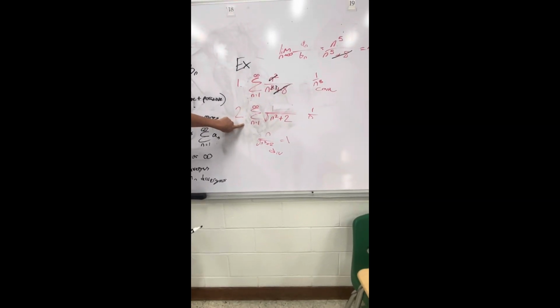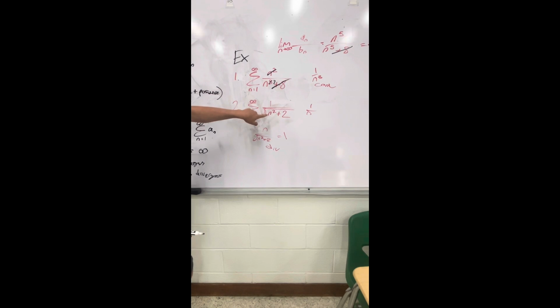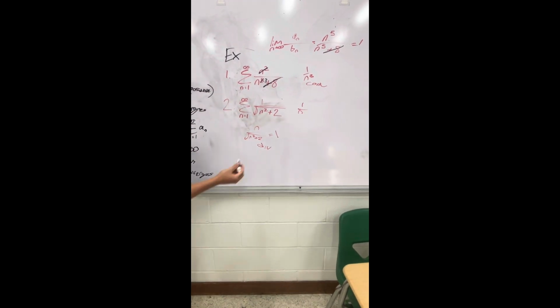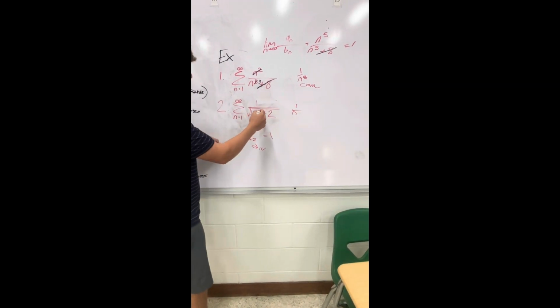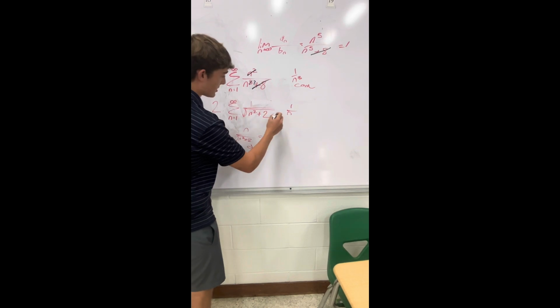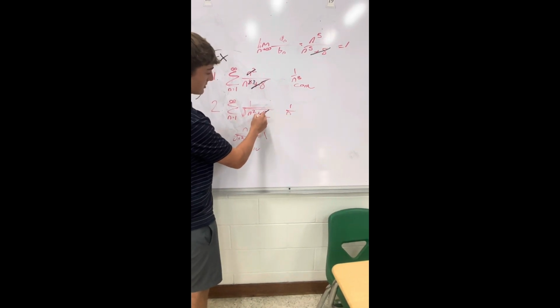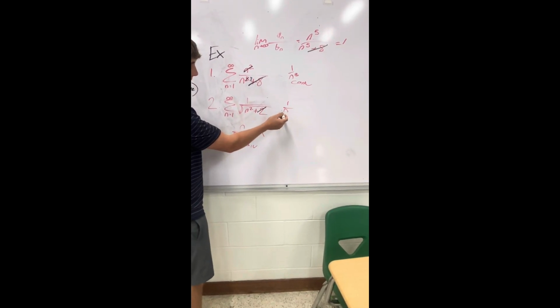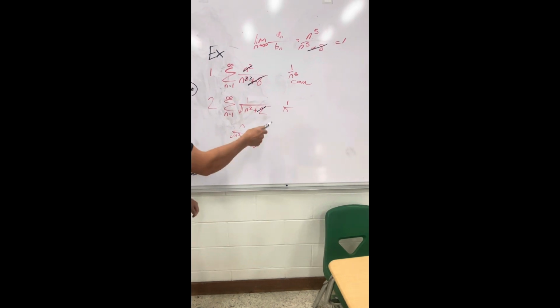Now, in the second example, 1 over root n squared plus 2. Really, it's just n to the 1/2 times 2, so that just becomes n. The plus 2 doesn't matter. So it's really just 1 over n, and that's the divergent harmonic series.